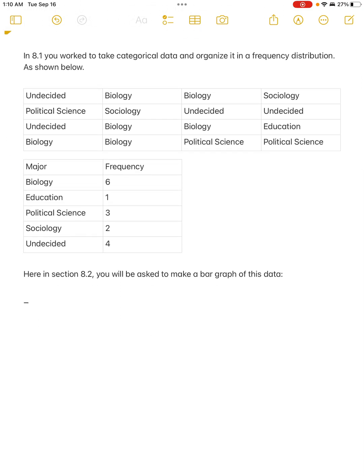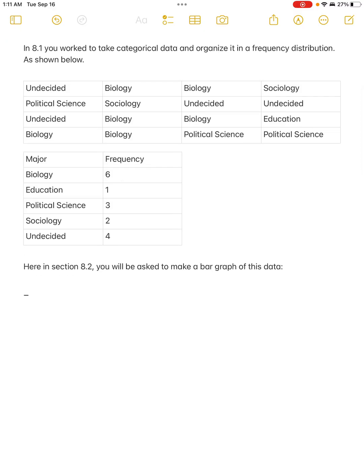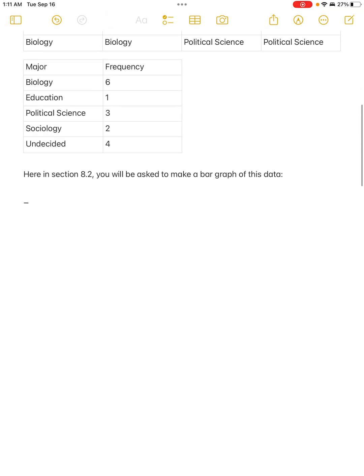I have an example here. In 8.1, the previous section, you worked to take categorical data and organize it in a frequency table as shown below. You may remember this from our last video or from the homework that you did, where you have all these different majors shown. We took all those different majors that were being given, undecided, biology, political science, and we organized them in a frequency table. That frequency table summarized everything: biology, there's 6 majors. Education, just 1. Political science, there's 3. Sociology, I count 2. Undecided, there were 4 people that said they were undecided.